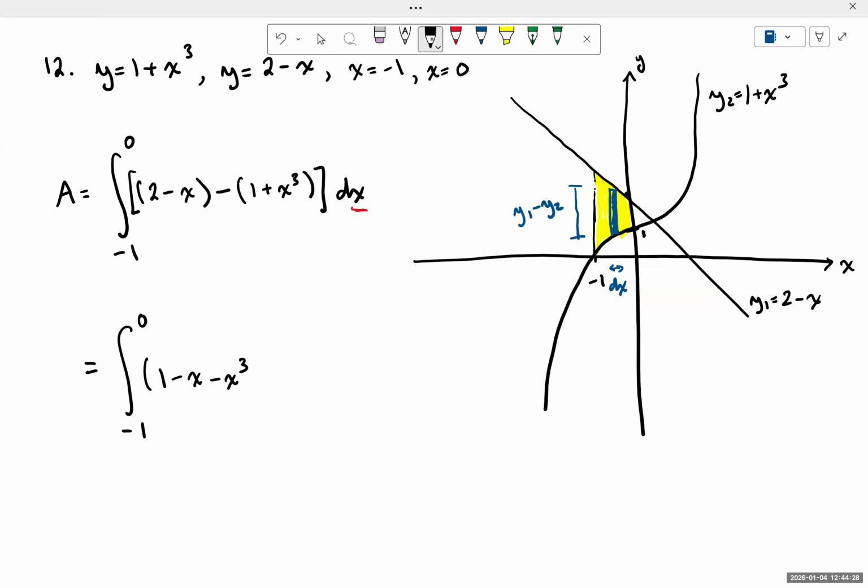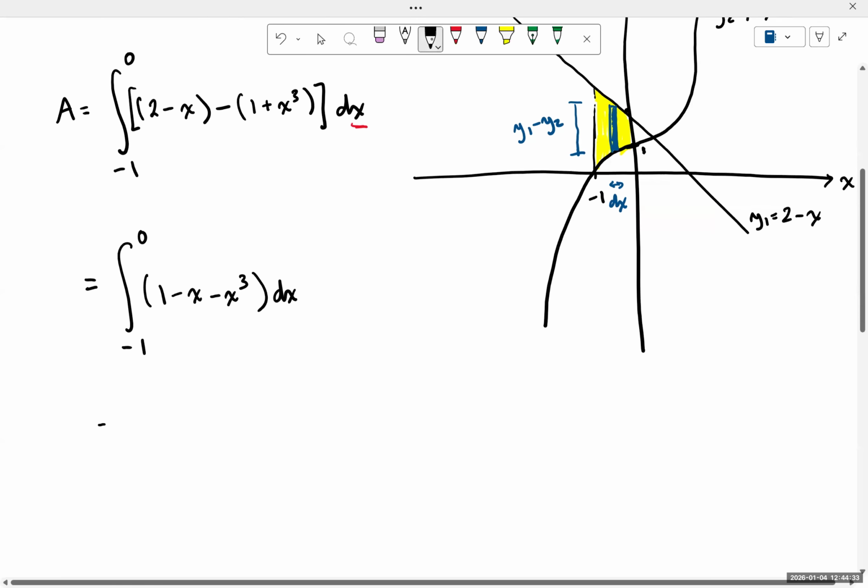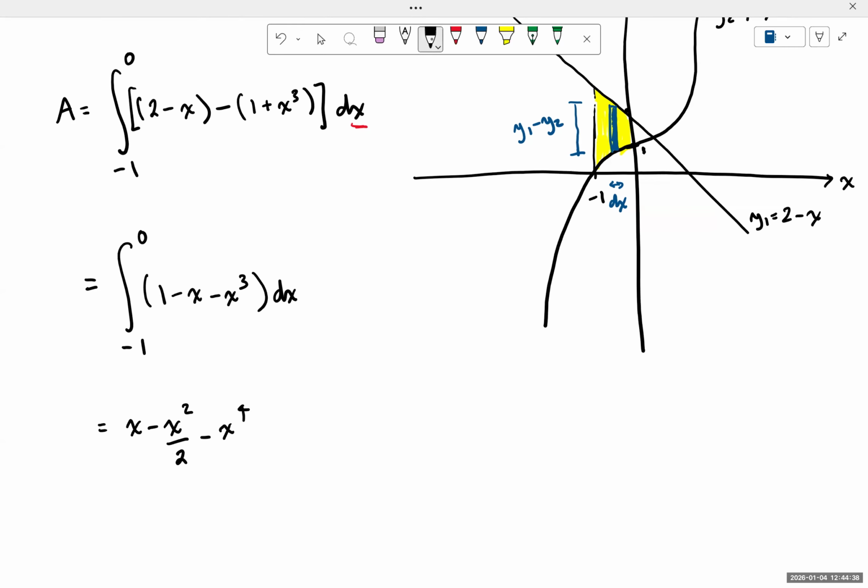So 1 minus x cubed. So I can easily integrate x minus x squared over 2 minus x to the 4 over 4, evaluate from -1 to 0, right? So it's going to be, all those are going to be 0 minus 1 minus 1/2 minus 1/4. So the minus and the plus, what is this? 3 plus 4 is 7/4. Oh, I forgot my 7/4, like that, right? So that's my answer.